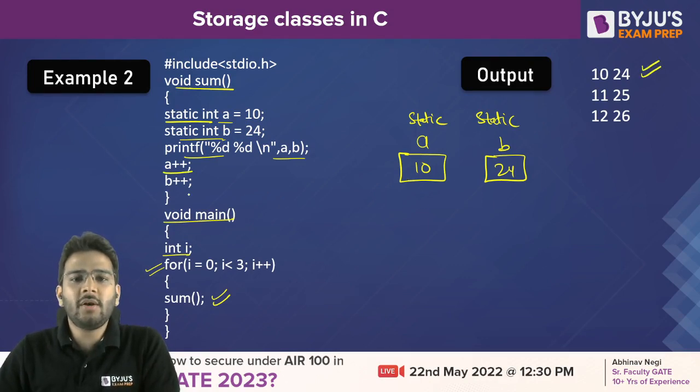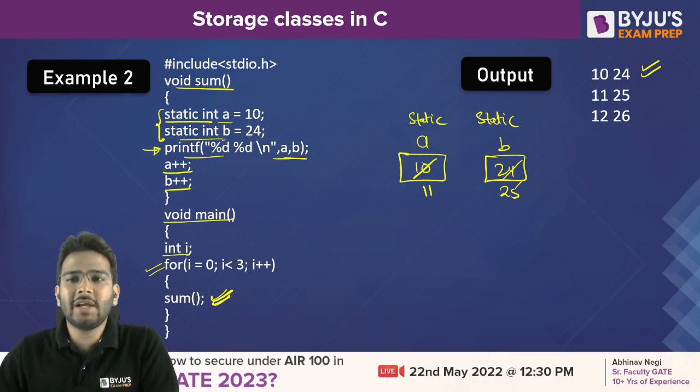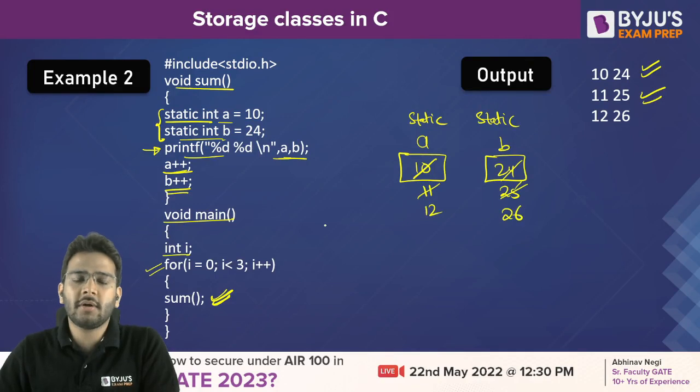Now we are incrementing the value of a first. So it is 11 now. We are incrementing the value of b then. So it is going to be 25. Fine. Now again, we are going to call this sum function. So what will happen? This initialization will not happen again. That is the speciality of static. Initialization happens only once. So after that, when we call the sum function for the second time, we are going to execute this printf statement, and it is going to print the value which is 11 and 25. And then again it is going to increment a and then b. So we are going to get 12 here and 26 here.